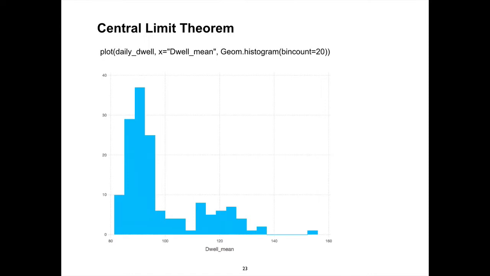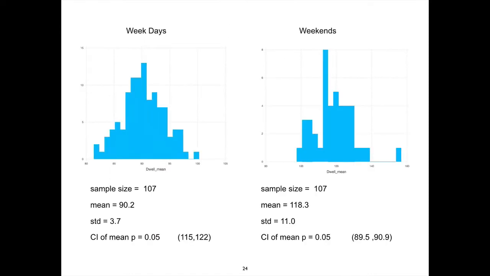And if we actually look at, we bin the data and look at the mean dwell time, we get sort of two peaks. And if you look at the weekend versus the week, just looking at it, you start realizing, oh, look, okay, weekdays is a peak about 90, and weekends, well, it's definitely higher, right?